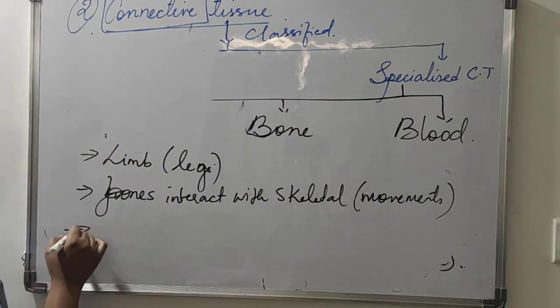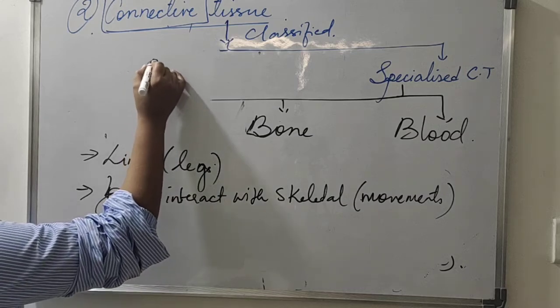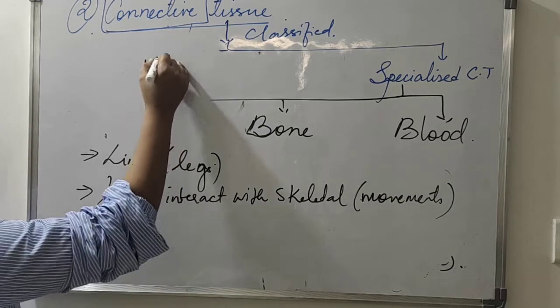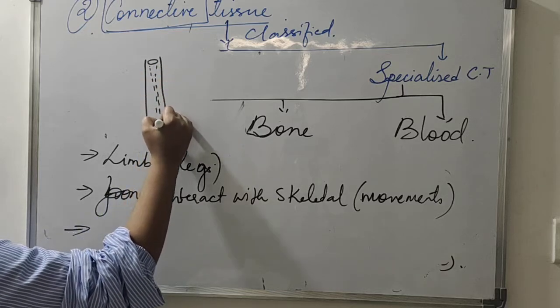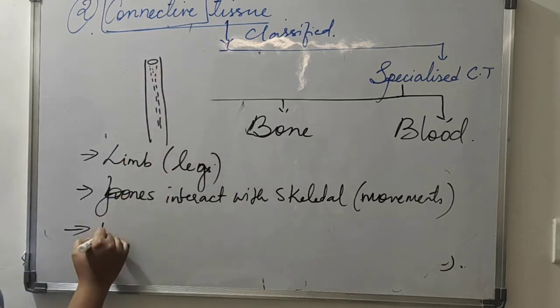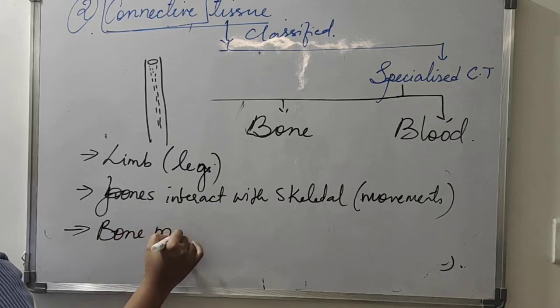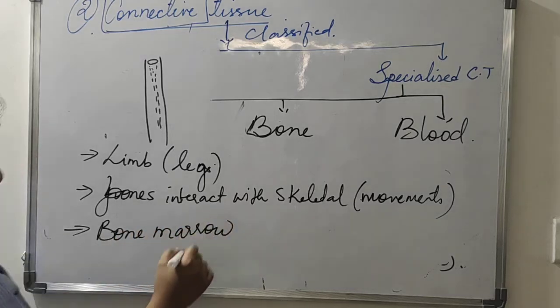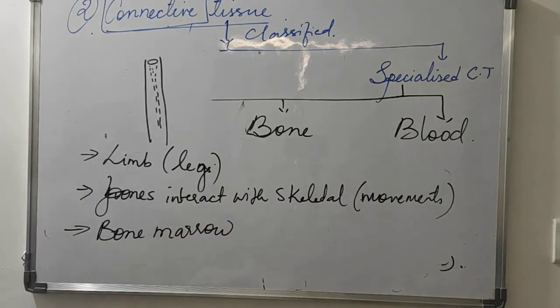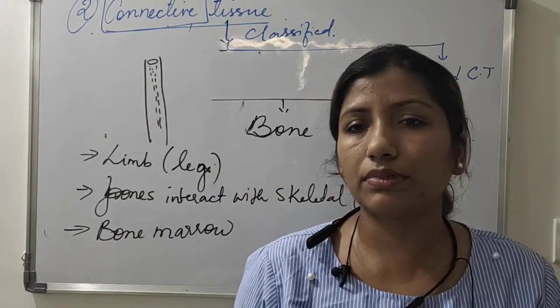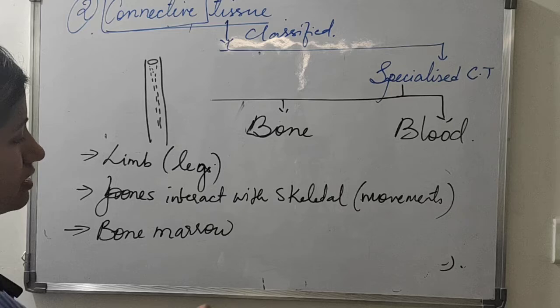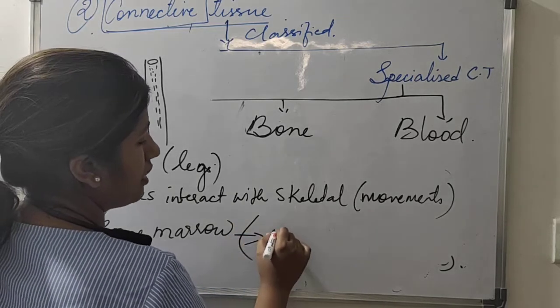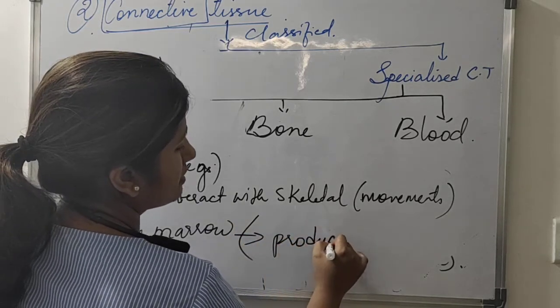And then our bones are hollow inside. See, if this is our bone, it is hollow inside. Space is there inside our bone. In this space, we call that space bone marrow. In some bones, not all bones, bone marrow has a capacity of producing blood cells. Bone marrow produces blood cells.